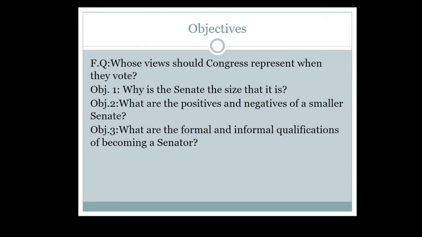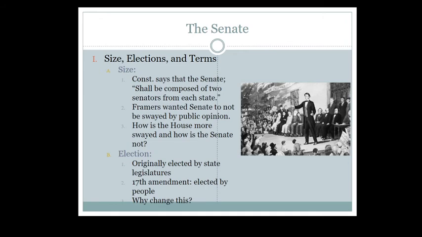Objective 1, why is the Senate the size that it is? Why isn't it much larger like the House? Objective 2, what are the positives and negatives of a smaller Senate? And objective 3, what are the formal and informal qualifications of becoming a senator? So first and foremost, let's talk about the size of the Senate.